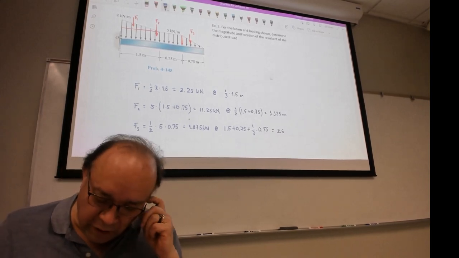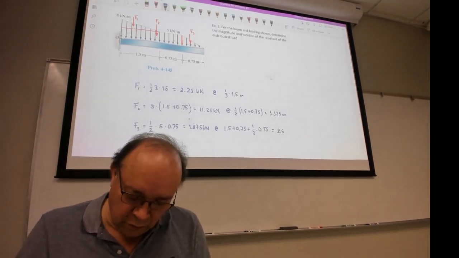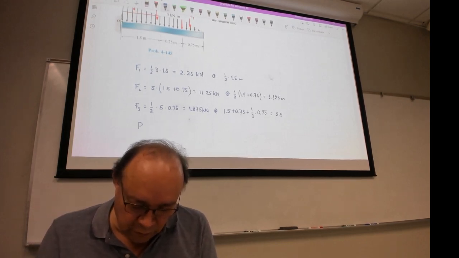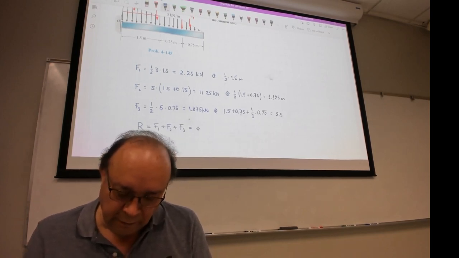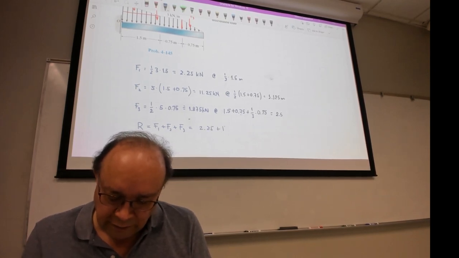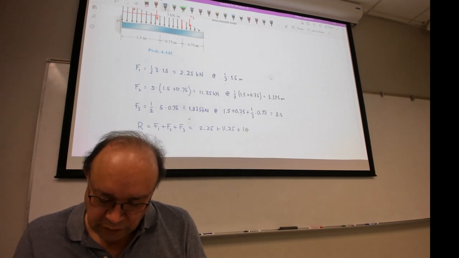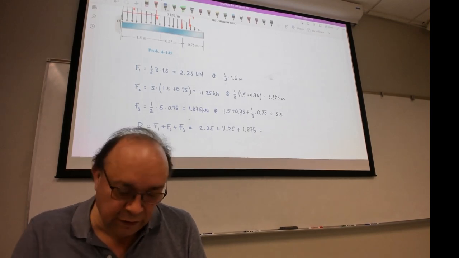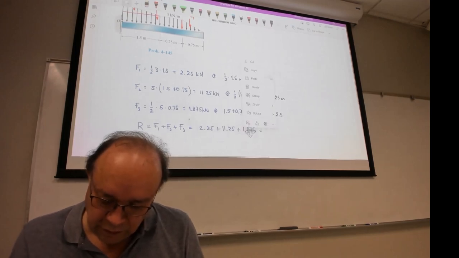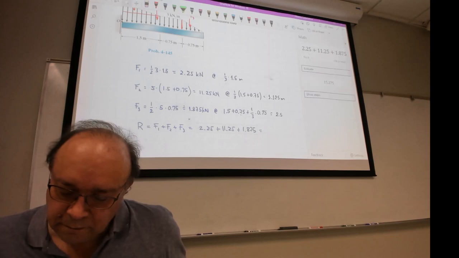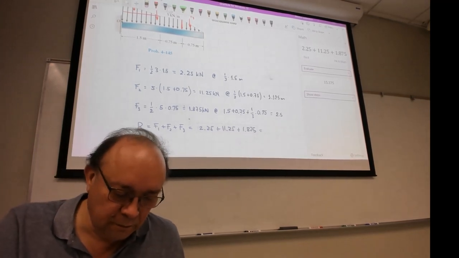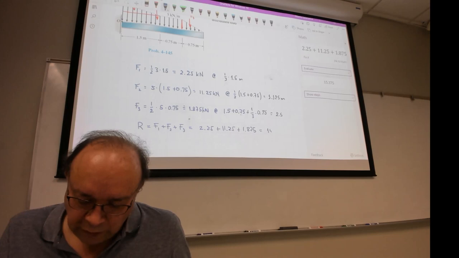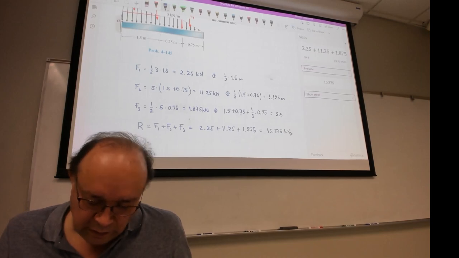Okay, so the moment of F1. Oh, let's do the resultant first. The total force will be F1 plus F2 plus F3, right? That will be 2.25 plus 11.25 plus 1.875, right? That's the summation of all the forces, the three forces. That summation should give me 15.375. Everything correct? This is in kilonewtons.